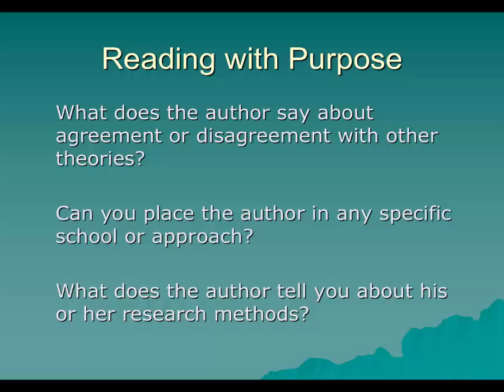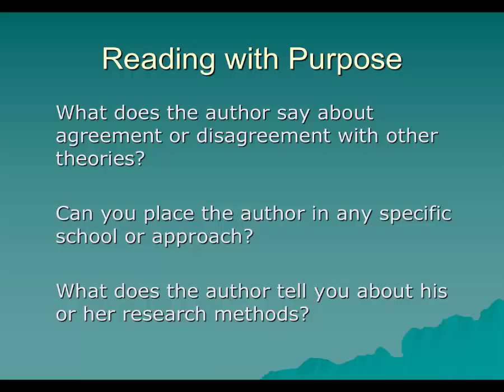As you read articles, think about what the author says about agreement or disagreement with other theories. Maybe you're talking about Calvinism versus Arminianism, or what camp could you put that person in as you read it? Could you put them in any specific school or approach? I think one of you is doing some work on the book of Revelation and eschatology. So one of the things you need to think about is, is this person a covenantal theologian, dispensational, are they Christological? What would you place them in?